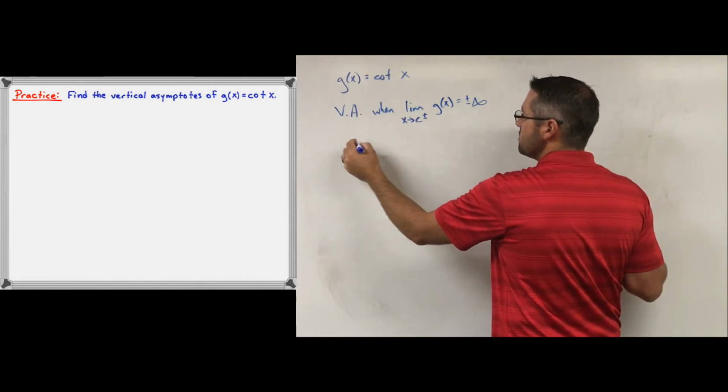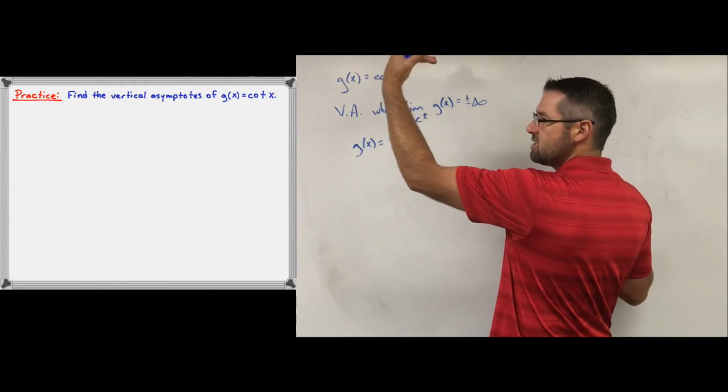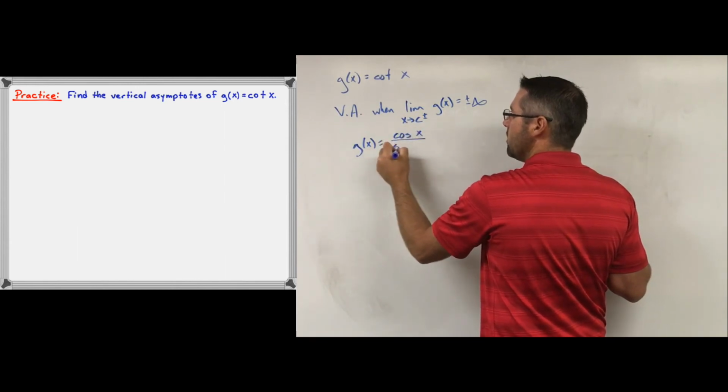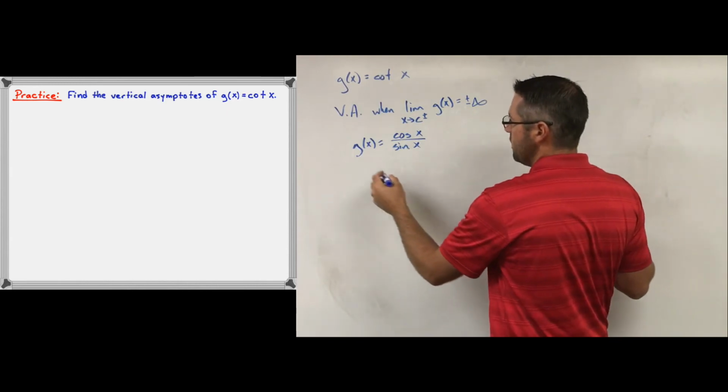So I'm just going to first write g of x is equal to a fraction. Well, what fraction is that? Tangent is sine over cosine. Cotangent is cosine over sine. Okay, so again, trig operations are kind of important here.